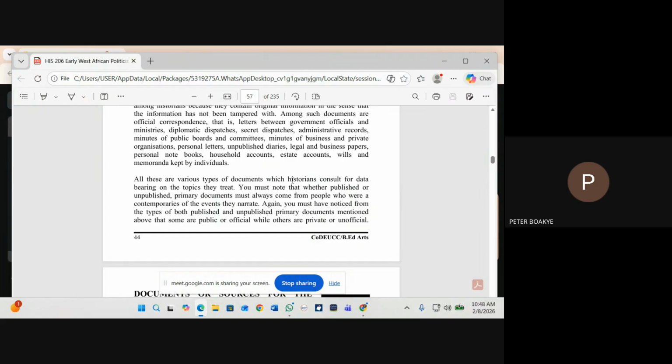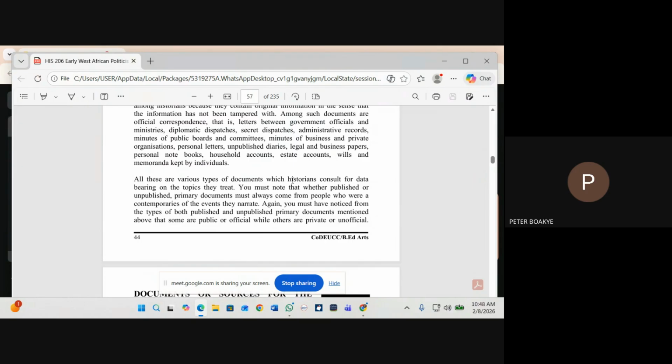All these are various types of documents which historians consult for data bearing on the topic they treat. You must know that whether published or unpublished, primary documents must always come from people who were contemporaries of the events they narrate, those who saw it, those who participated in it.